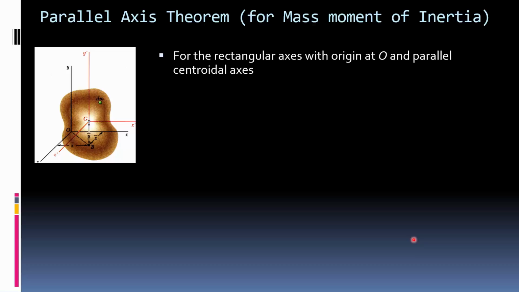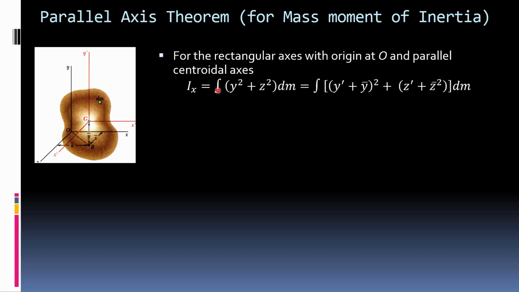Okay, so let's consider the parallel axis theorem for the mass moment of inertia. So you have a rectangular axis right here, and then we want to figure out what it is with respect to some other axis. Okay, so how do we do this? Well, it turns out your Ix is the integral of y squared plus z squared dm. So that hasn't changed. But since we're talking about the parallel axis theorem, we're going to say this y is really some distance to the centroid of that object plus some additional distance, and same with the z.